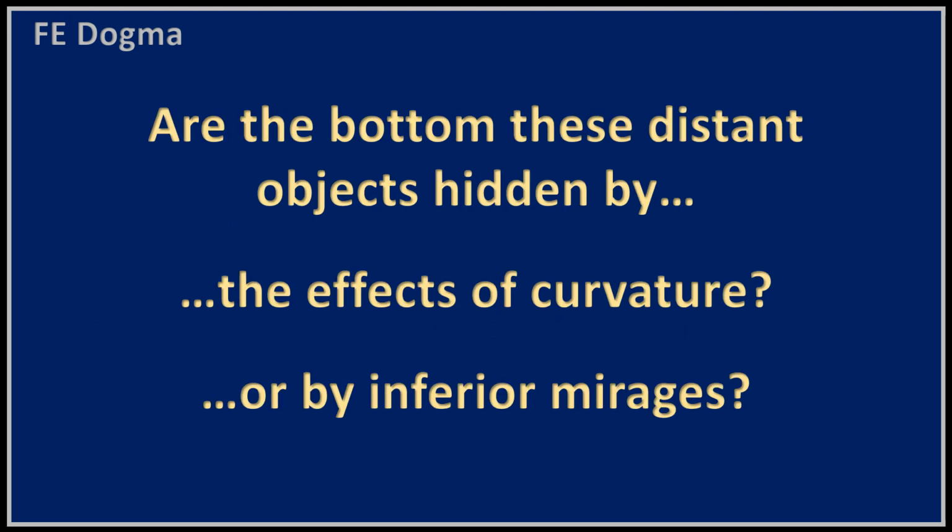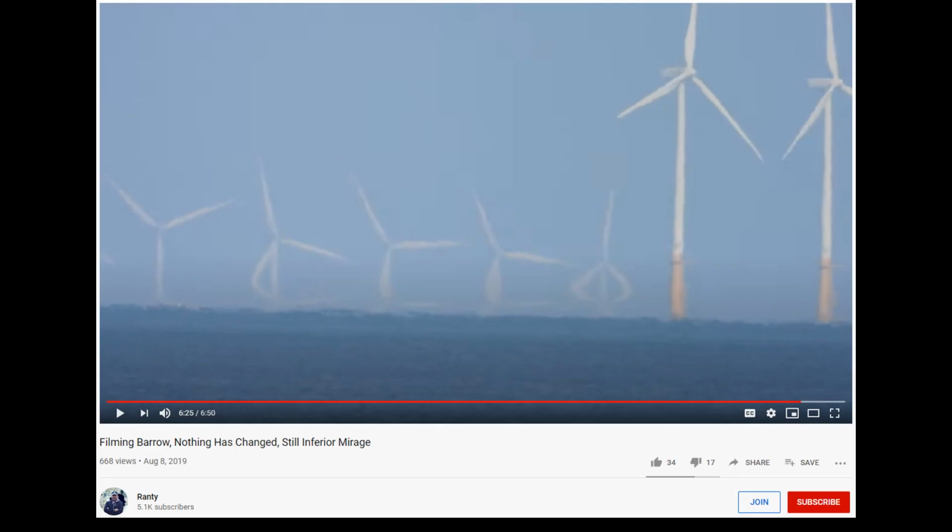So I'm going to take a look at a couple of well-known flat earthers, and the question will be, are the bottom of these distant objects hidden by the effects of curvature or by an inferior mirage? So let's start off with Ranty, who is no longer Ranty Flat Earth, but anyways, he is talking about an inferior mirage and wind turbines.